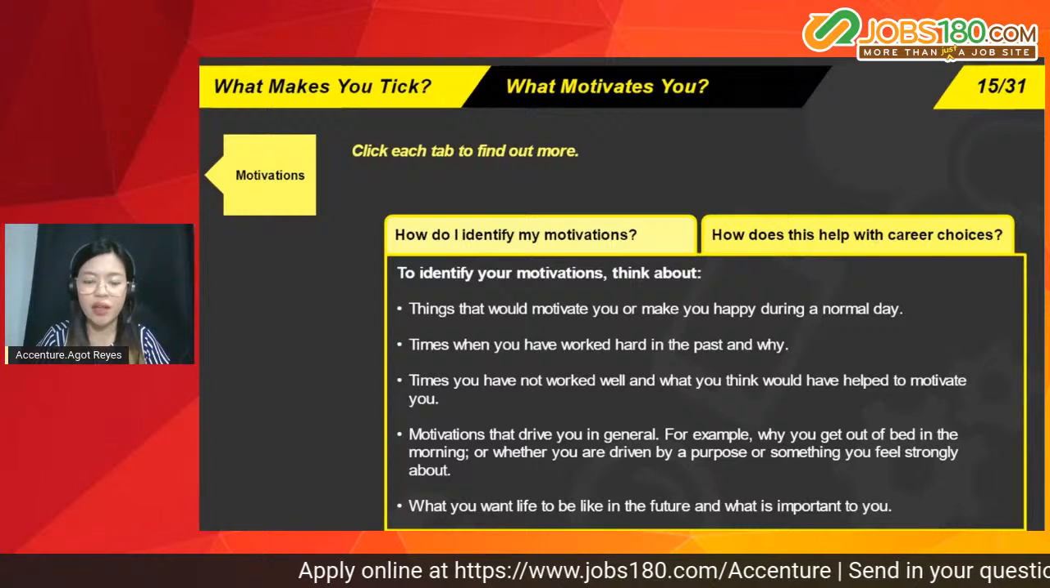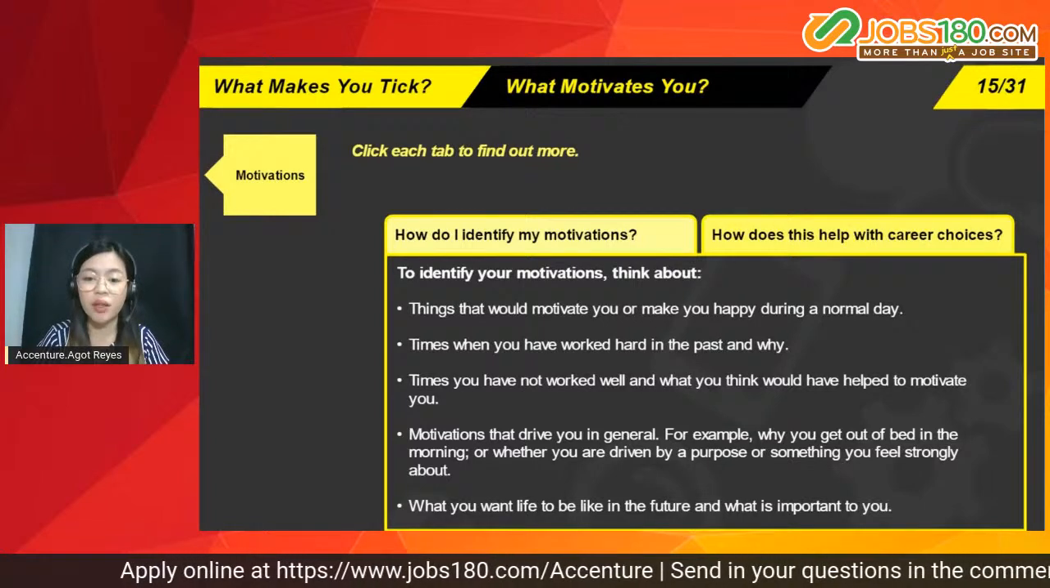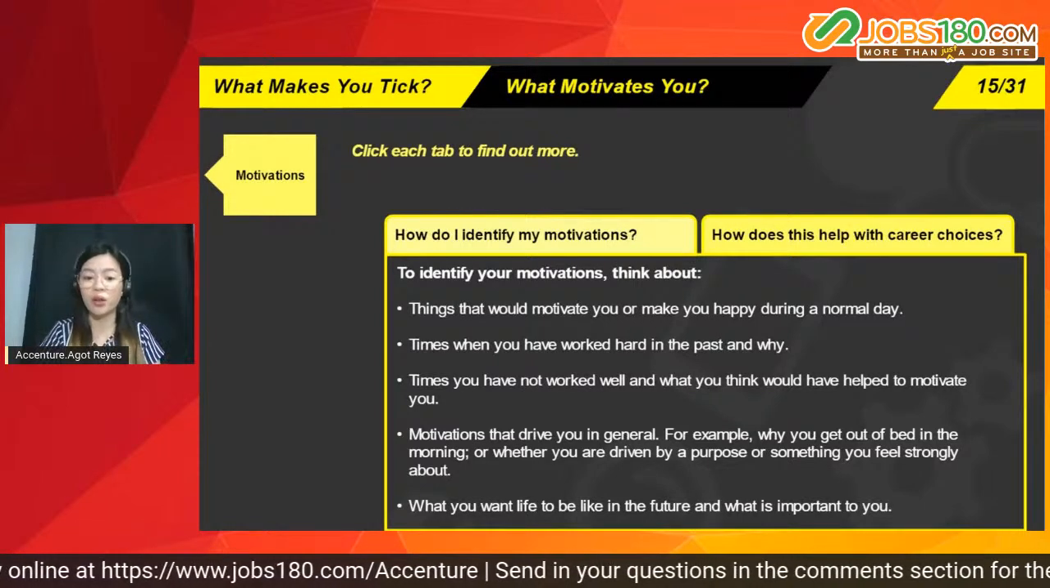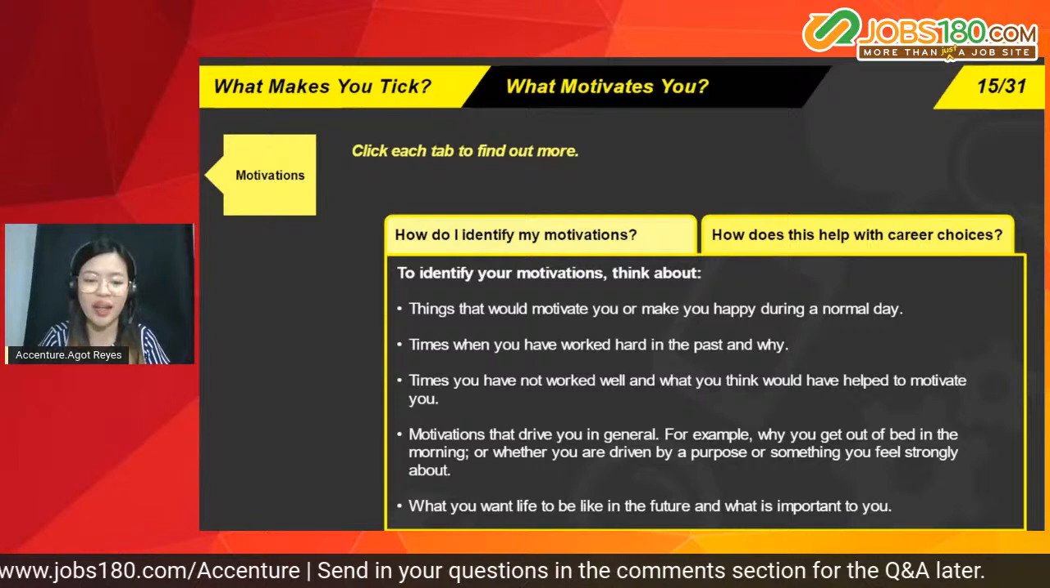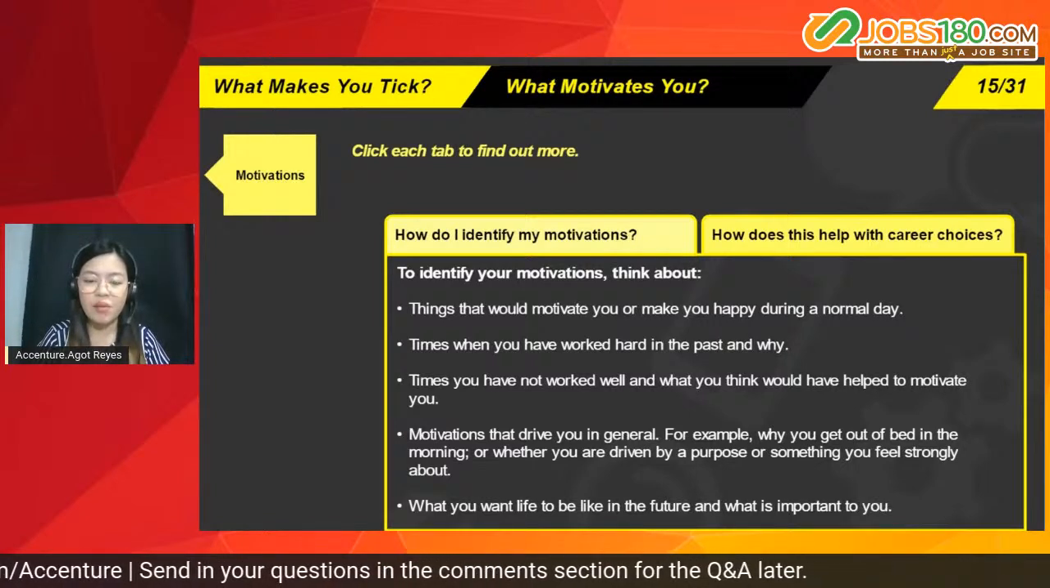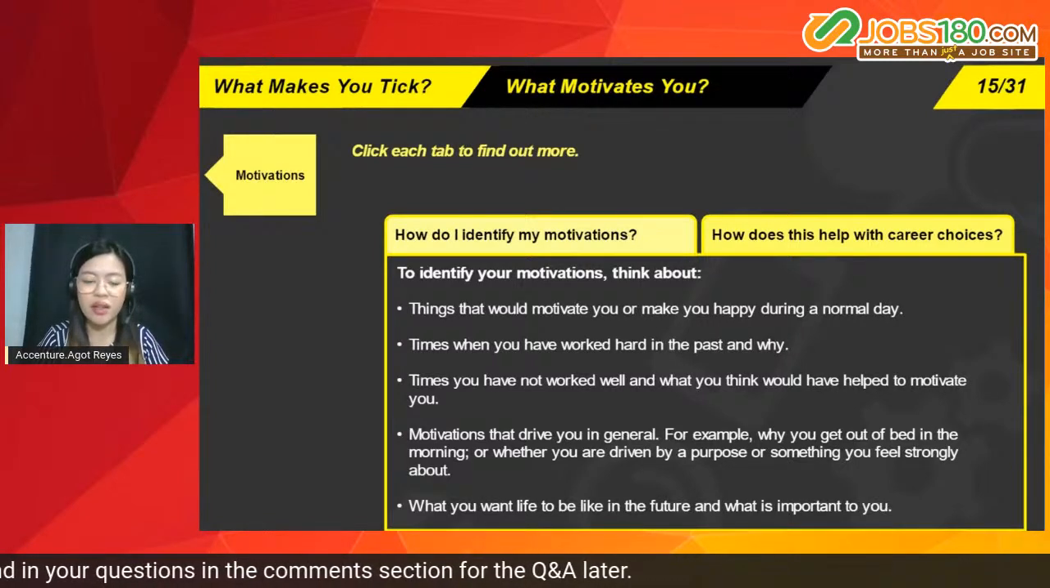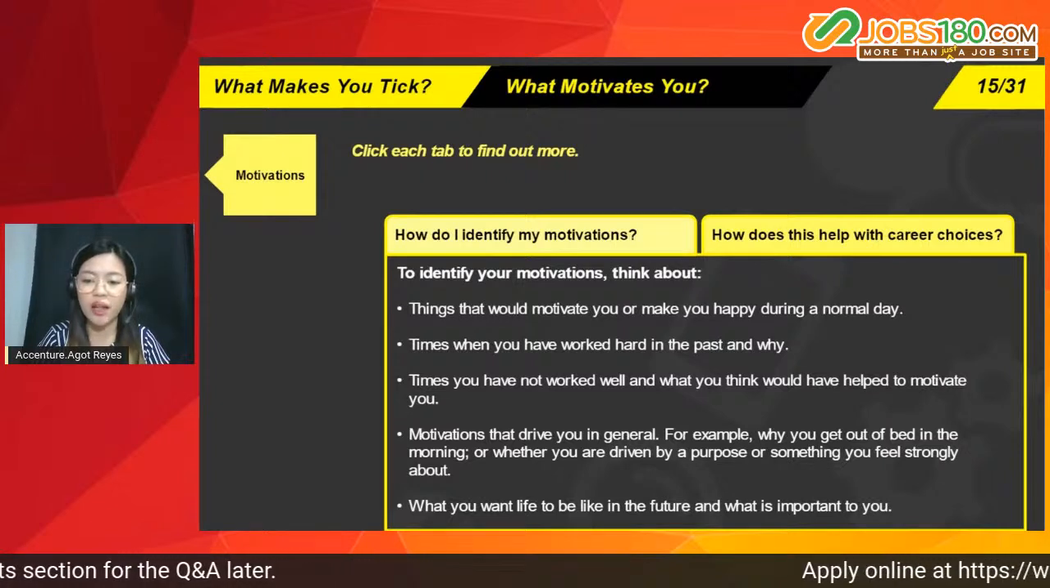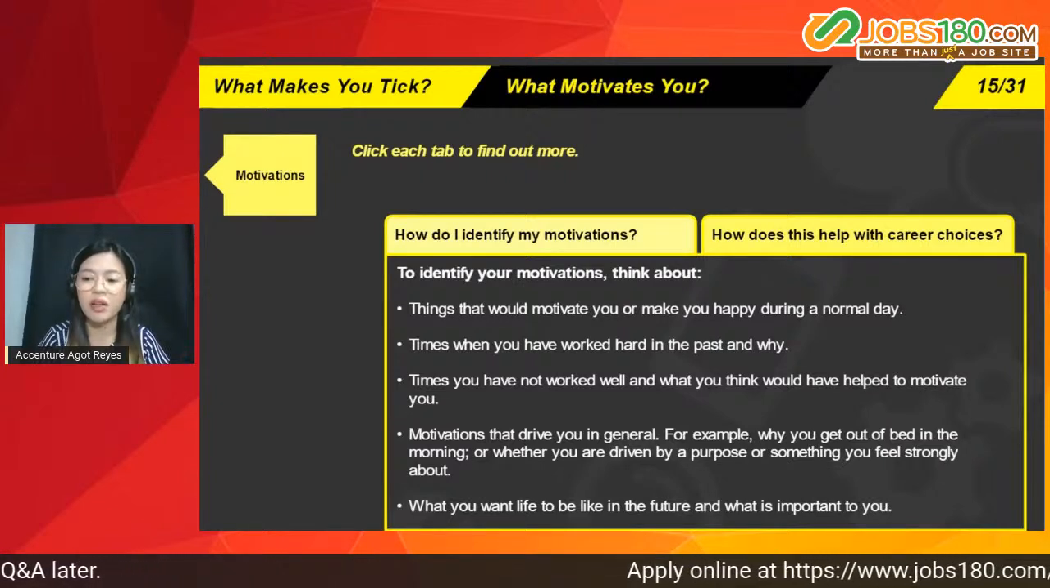Third is motivation, or the things that would motivate you or make you happy during a normal day. Ano ba nagpapasaya sa'yo? Ayan. So, times when you have worked hard in the past and why. So, think about that. And think about as well the times you have not worked well and what you think would have helped to motivate you.